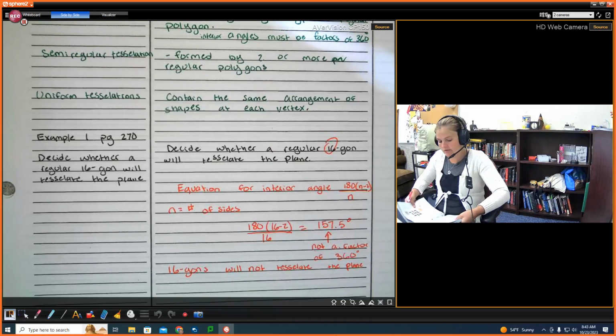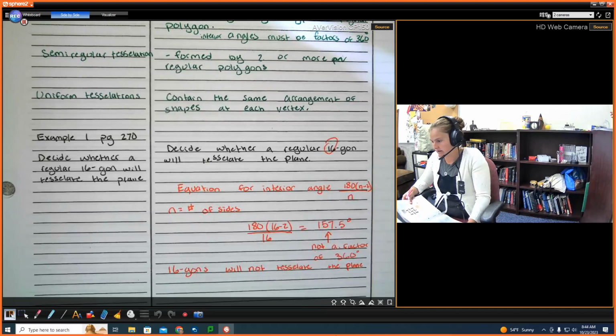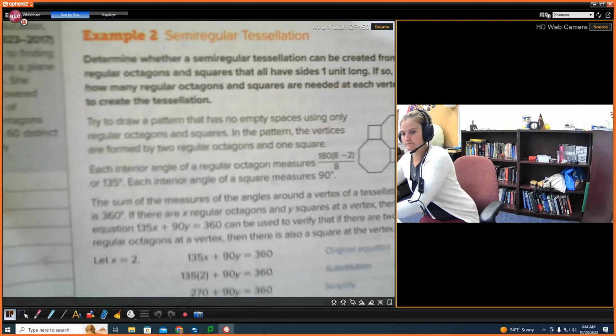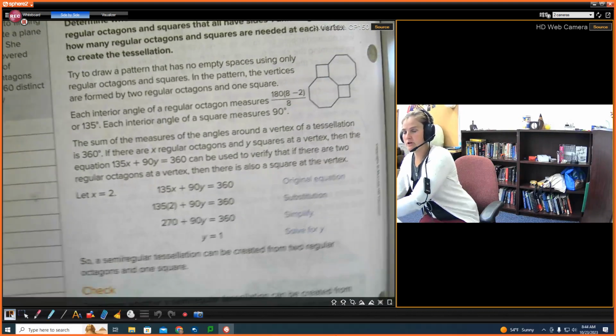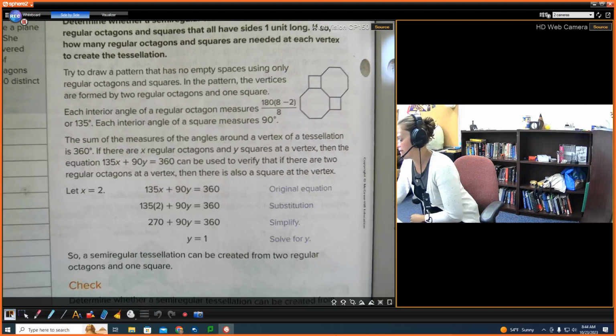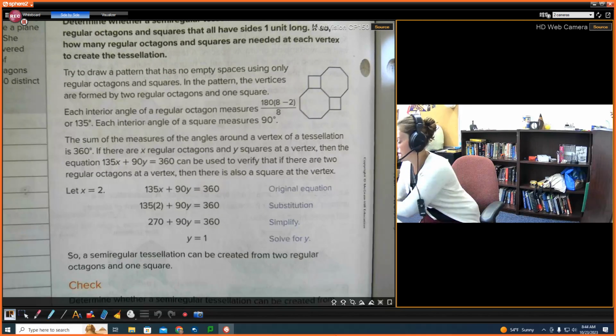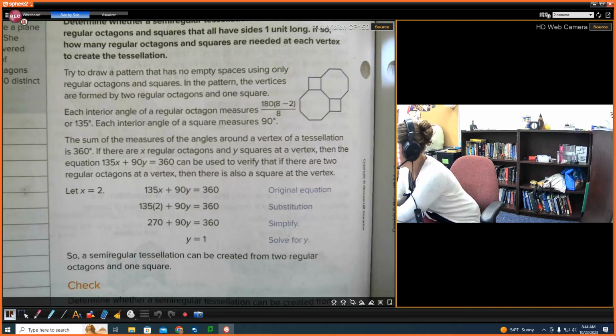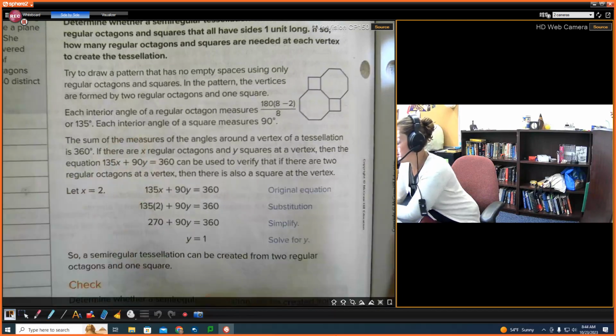Okay. We're not going to write example 2, but it is really interesting to look at. So example 2 asks us to determine whether a semi-regular tessellation can be created from a regular octagon and squares that all have 4 sides 1 unit long. If so, how many regular octagons and squares are needed at each vertex to create the tessellation? So they tried to draw a pattern here.